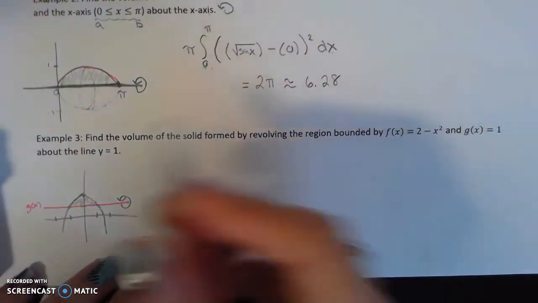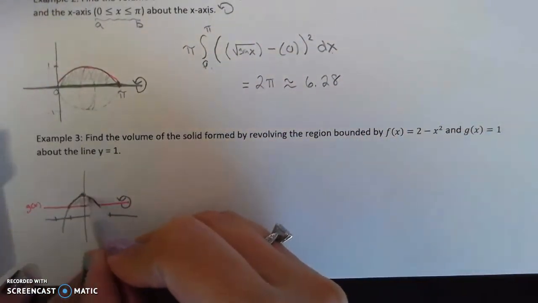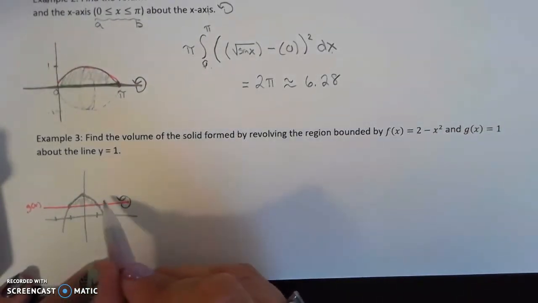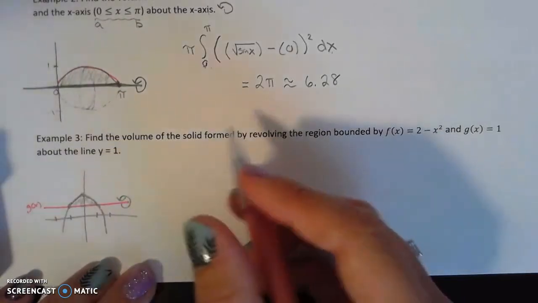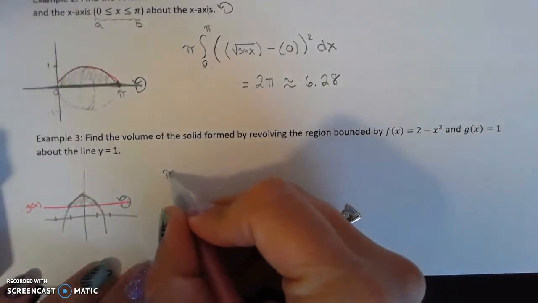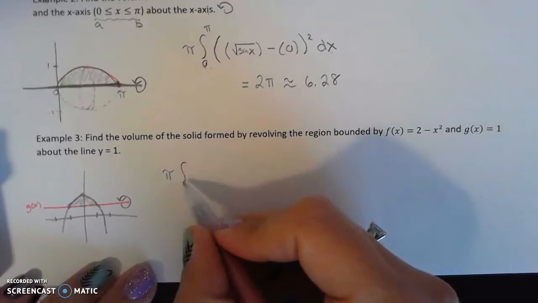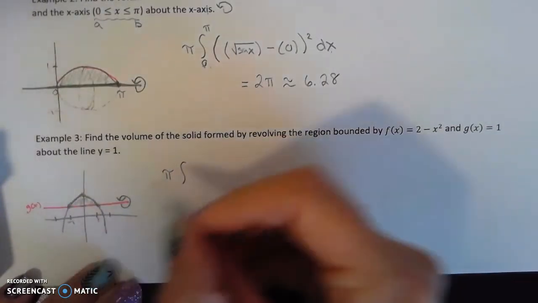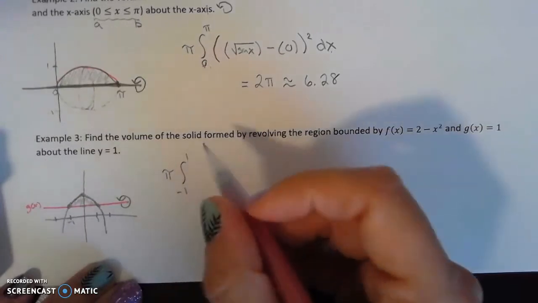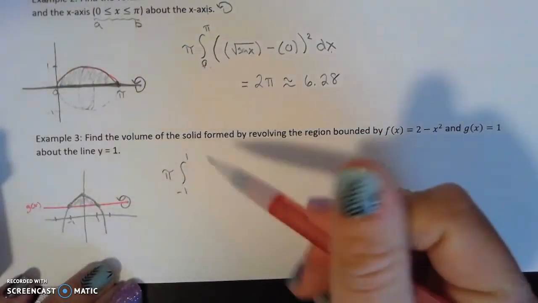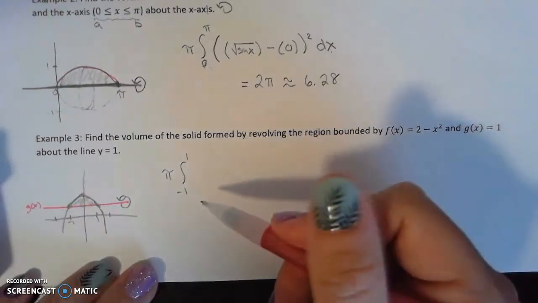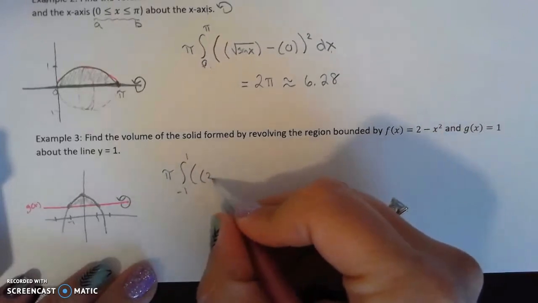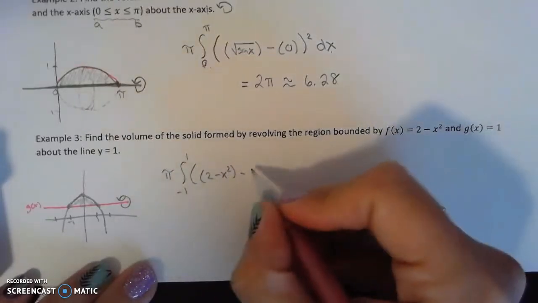So we still have a top function, that's this piece, and a bottom function, which is this pink line, and we're rotating it about the pink line. So we're still good, we're still following the same rules. So pi equals, so I need to know my lower and upper limit. So this is a negative 1, this is a positive 1. So negative 1 to positive 1, because these are x's, we're rotating horizontally. Okay, and then we've got our function. So our top function, which is 2 minus x squared, minus our bottom function.